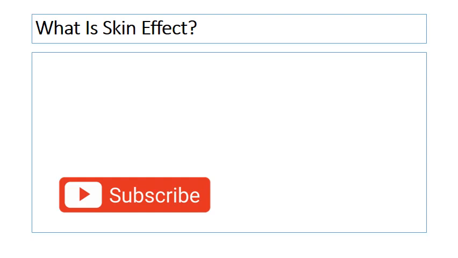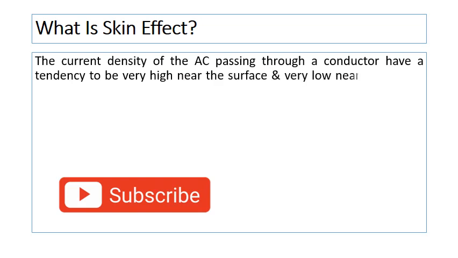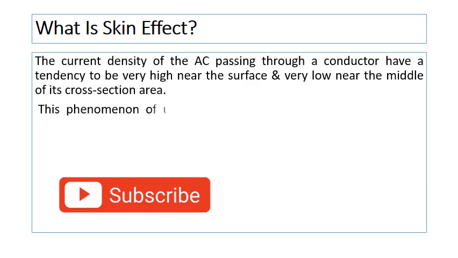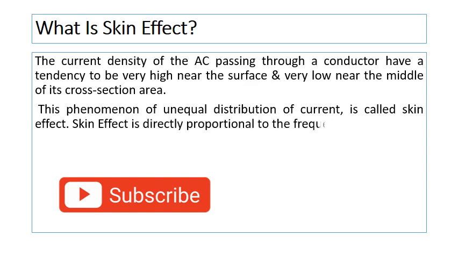What is skin effect? The current density of AC passing through a conductor has a tendency to be very high near the surface and very low near the middle of its cross-section area. This phenomenon of unequal distribution of current is called skin effect. Skin effect is directly proportional to the frequency.